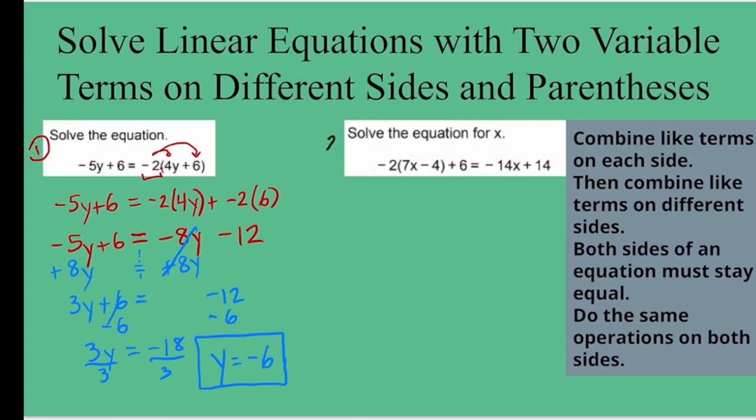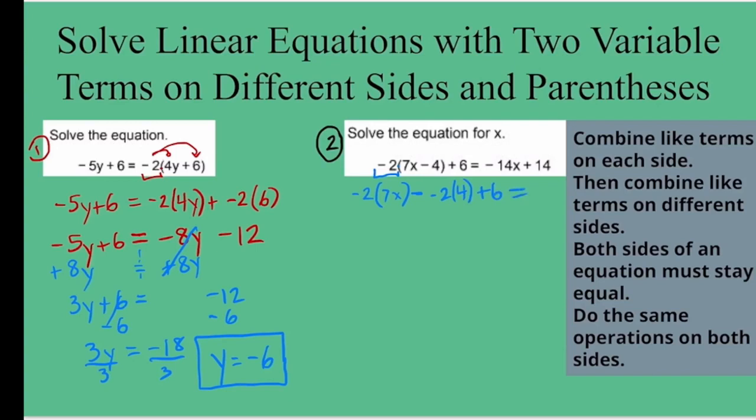For problem number 2, it's similar. So we're going to follow the same steps. On the left side is where we have our distribution. So we still have -2. That -2 is going to multiply by the 7x. We're going to subtract, because there's a minus in the parentheses. That -2 is going to multiply by the 4. We're going to add 6.